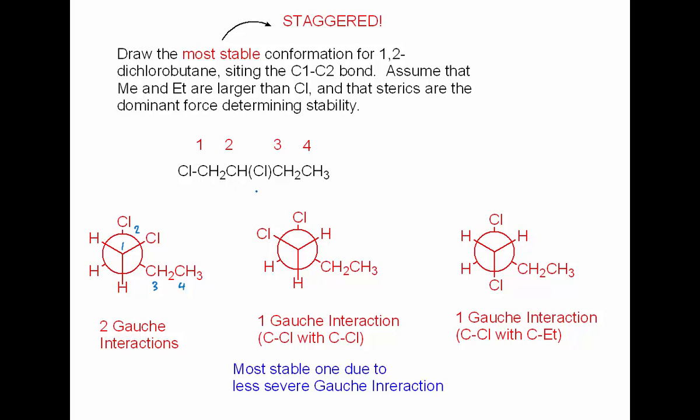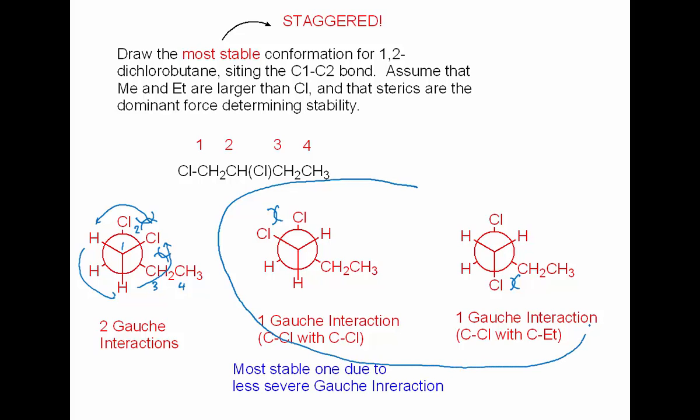I'm going to go through a series of rotations, rotating counterclockwise, 120 degrees at a time. So this next conformation I'm going to get is this one. And finally, I'm going to do that same rotation, and I'm going to get chlorine down here. What we want to do is count up the gauche interactions. Chlorine with chlorine, chlorine with ethyl, chlorine with chlorine, and chlorine with ethyl. So we can probably narrow it down to one of these two conformations as being the most stable because of the fewer number of gauche interactions.